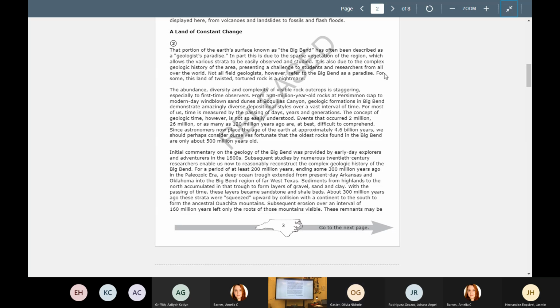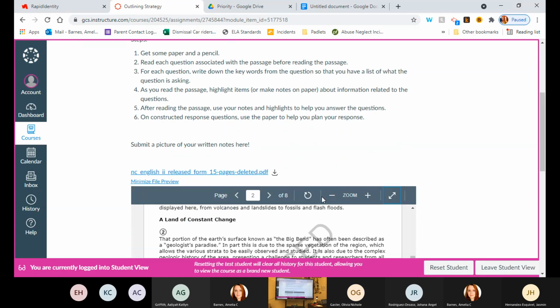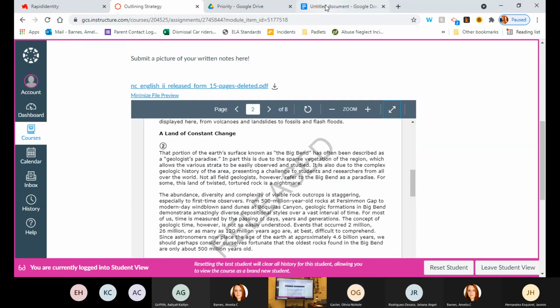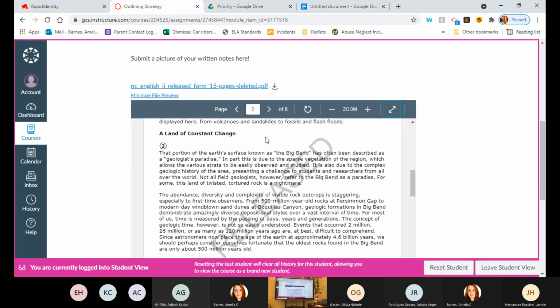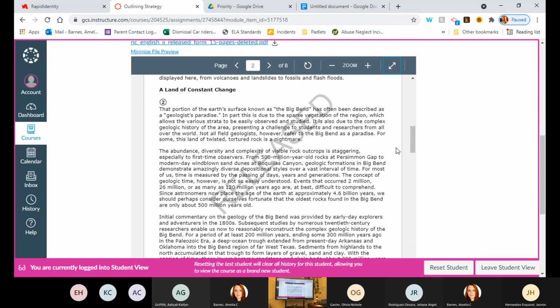I think, did you say stop? Yeah. Very good. Okay, which questions does this relate to? Number 1. All right, so number 1. Big Bend, geologist's paradise, why? So let's examine paragraph 2. That portion of the Earth's surface known as the Big Bend has often been described as a geologist's paradise. In part, this is due to the sparse vegetation of the region, which allows the various strata to be easily observed and studied. So in your notes, right below question 1, jot down, why is it a geologist's paradise?